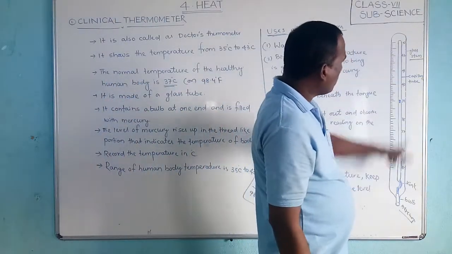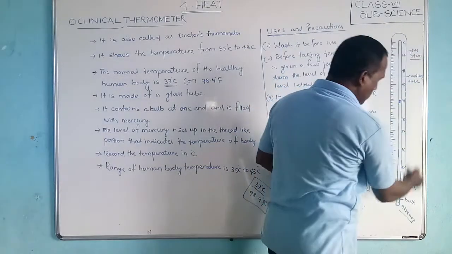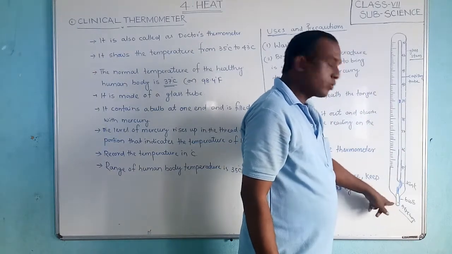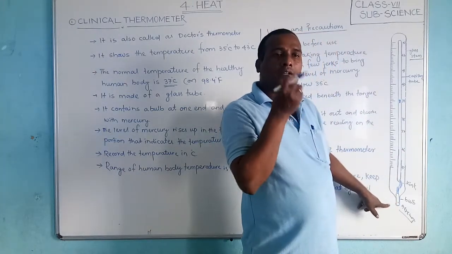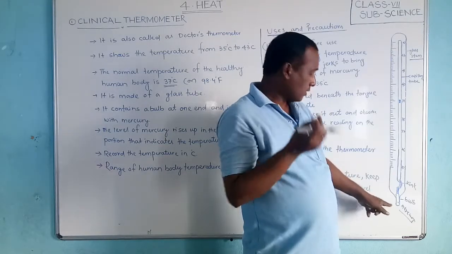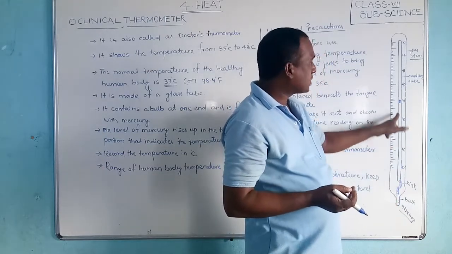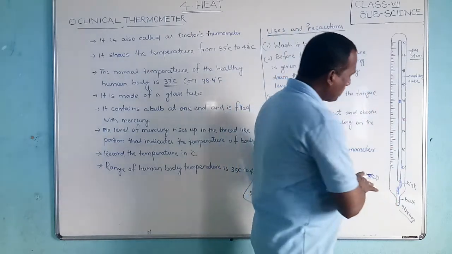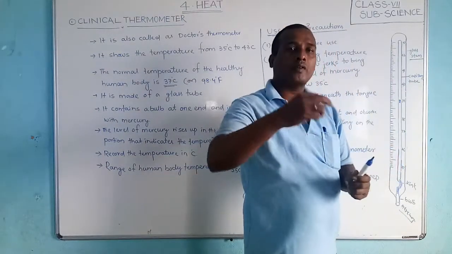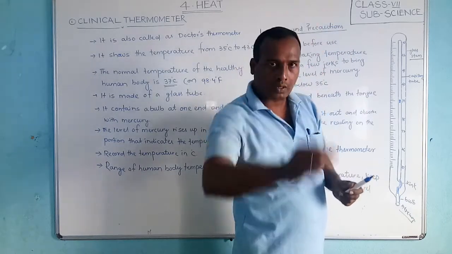Students, observe here also. The middle portion is called the capillary tube, a tube through which the mercury passes. When we keep the bulb under the tongue or in the armpit, the mercury level increases through the capillary tube. When the mercury gets heat, it rises up, and when it gets cold, it comes down.